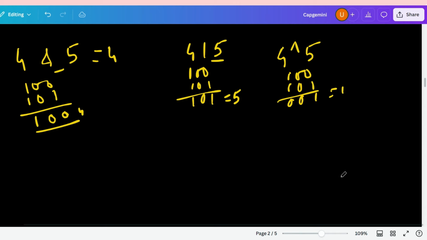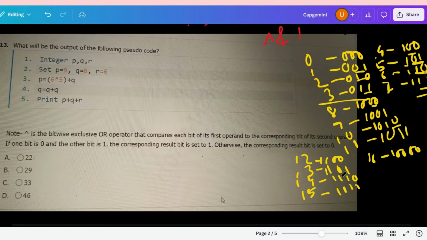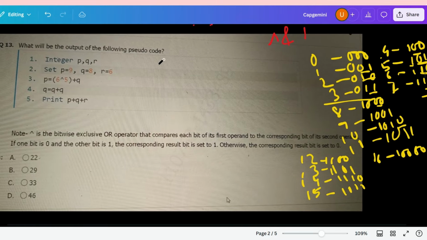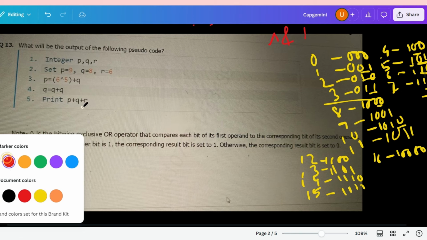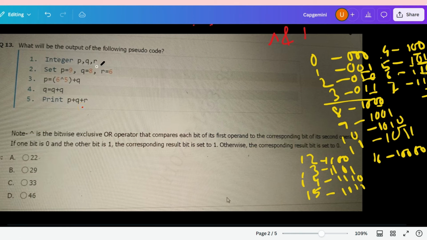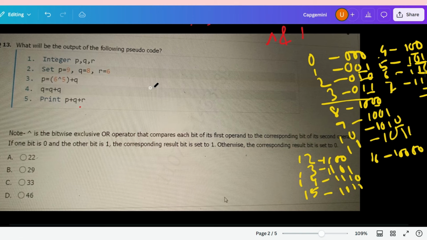So let me go to the question part so that it will be easier to understand. Let me change the pen color. At first, integer p, q, r, then initialized, then p is equal to 6 XOR 5. Before I show you the solution, please try to solve the problem at the same time and cross-verify if you are right or not. So 6 XOR 5: 6 is equivalent to 110 and 5 is equivalent to 101.